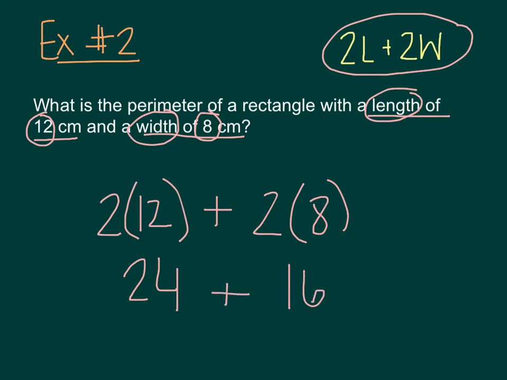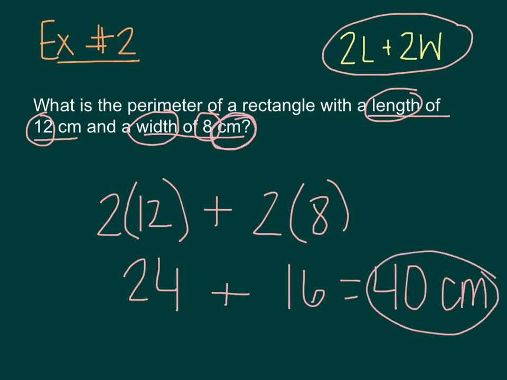Remember, you have to follow the order of operations. You have to multiply before you can add. And so our answer is going to be 40 centimeters. Don't forget to include the measure. So here's centimeters right here. So that's our perimeter, 40 centimeters.